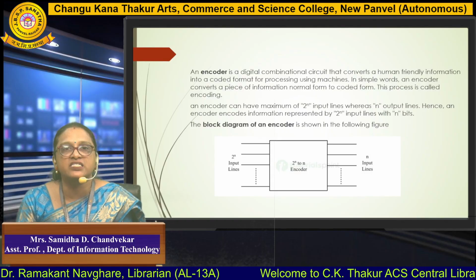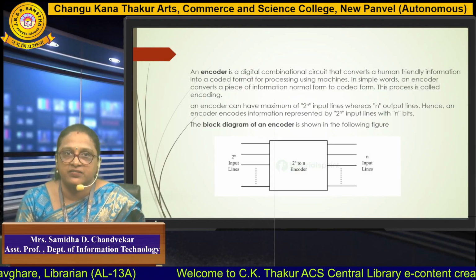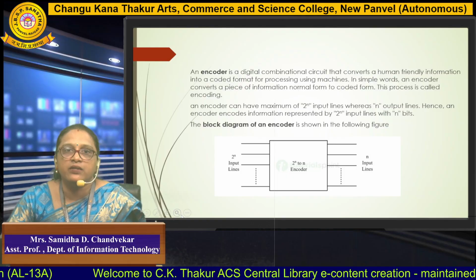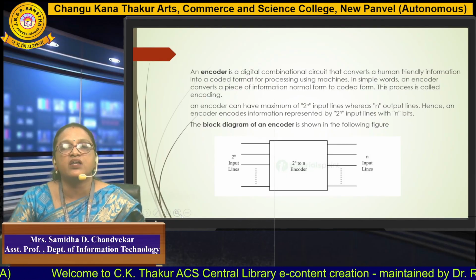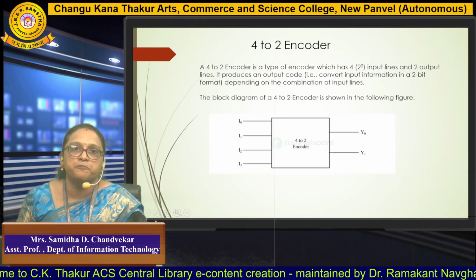An encoder has a maximum of 2 raised to n input lines and n output lines. So this is the block diagram of the encoder, where there are 2 raised to n input lines and n output lines.